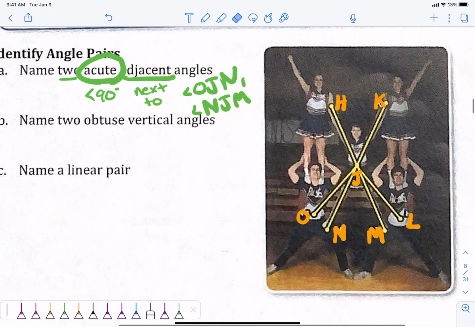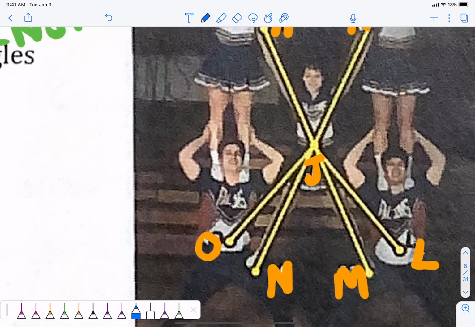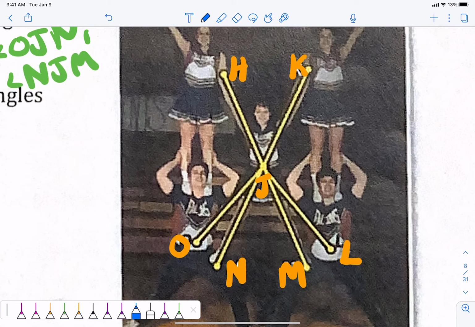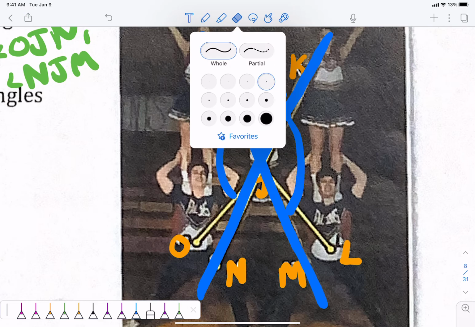Name two obtuse vertical angles. Okay, so before we identify the vertical angles, let's identify the straight lines that are going through here. So what's one of the straight lines? HJM or just HM, right? We just name a line with two points. And the other one is KN. Those are my two straight lines. Okay, now I can look at vertical angles, right? I only have two options. I have this top one and this bottom one, right? Those are vertical. But then I also have this side and this side that are vertical. Okay, those are my only options.